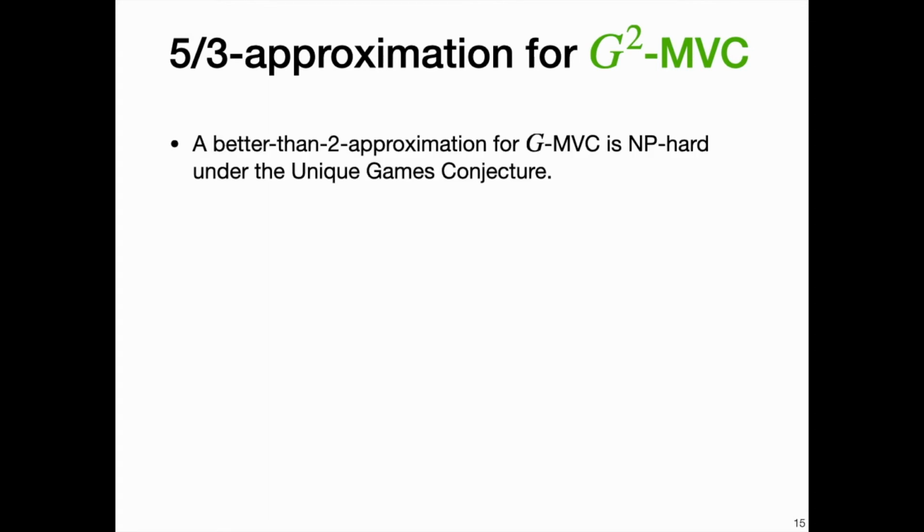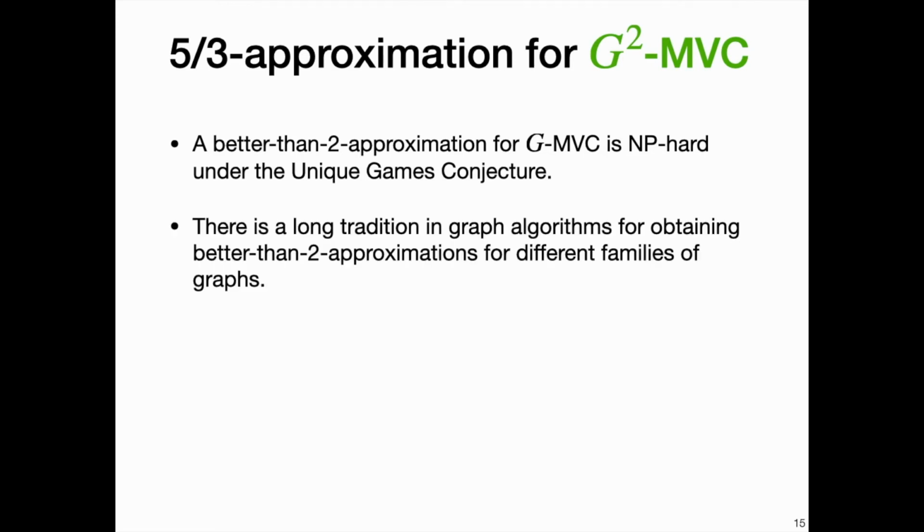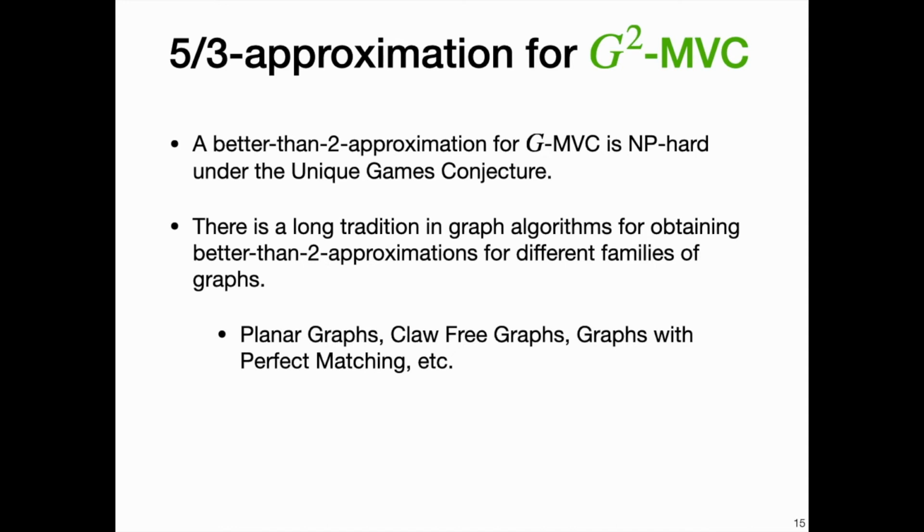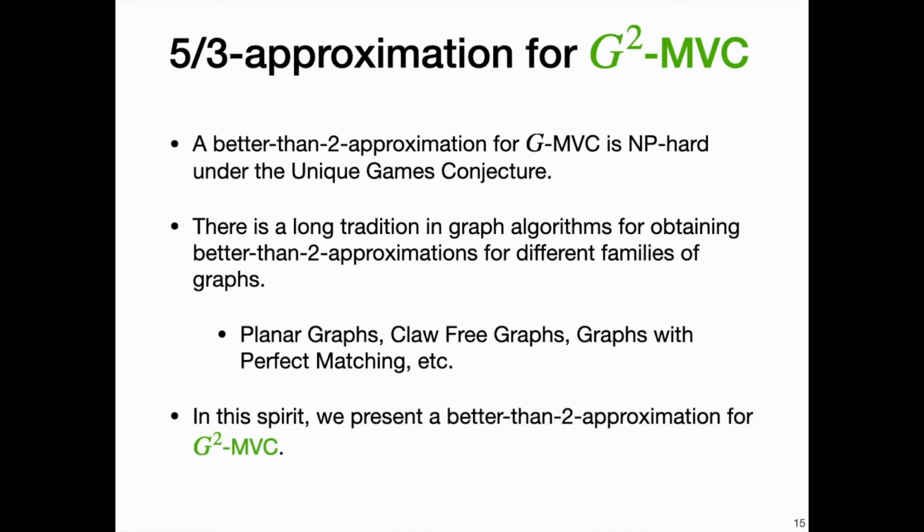This sequential algorithm is interesting because for general graph MVC, obtaining a better than 2 approximation is NP-hard under the unique games conjecture. And there is a long tradition in graph algorithms for obtaining better than 2 approximations for different families of graphs, like planar graphs, claw-free graphs, graphs with perfect matchings, and so on. We add the family of squared graphs also to this list. So let me describe the algorithm in more detail.